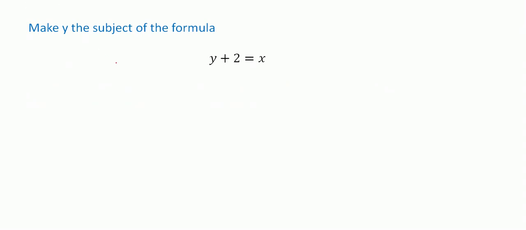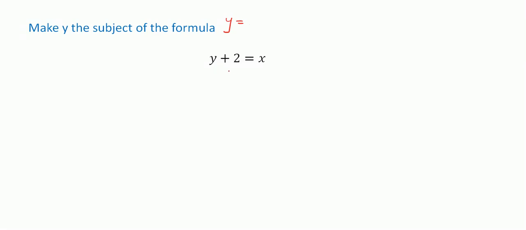So we'll start off with something very simple, and this is something fundamental to mathematics, and you need to understand this as best as you can. Suppose we have an equation y plus 2 is equal to x, and we want to make y the subject of the formula. Now what does that mean? What that simply means is that we need to write an equation which says y is equal to something.